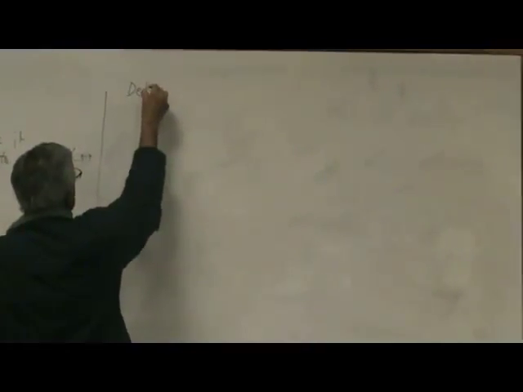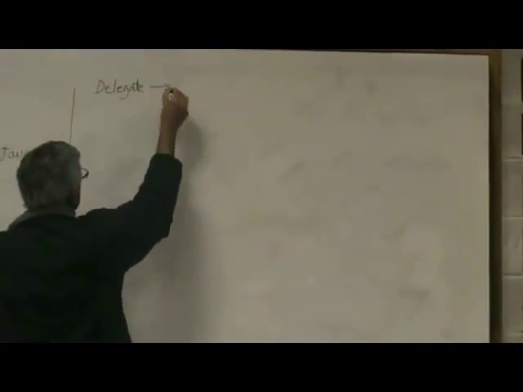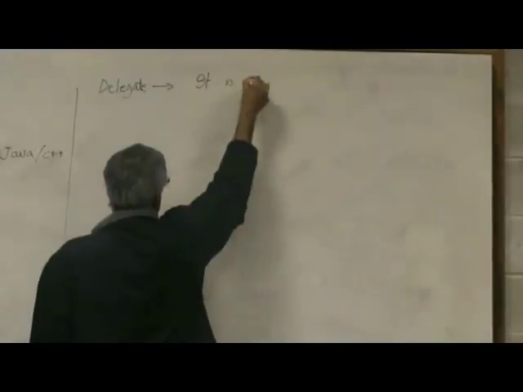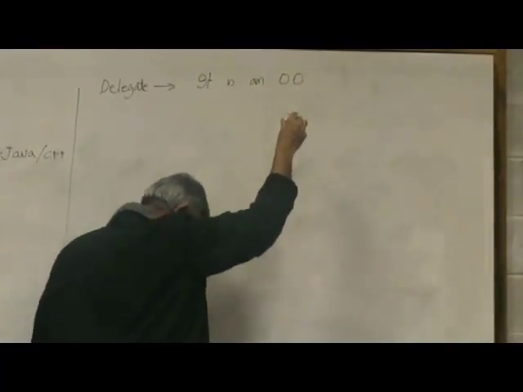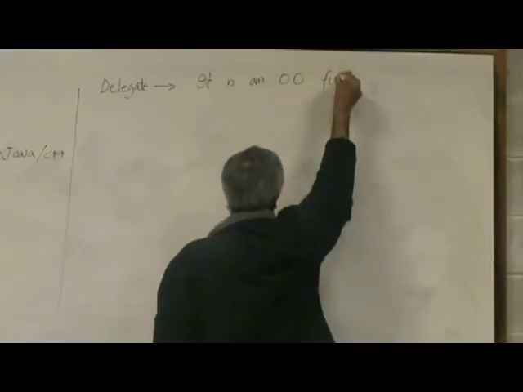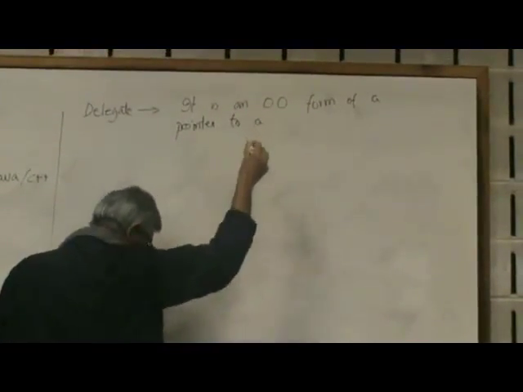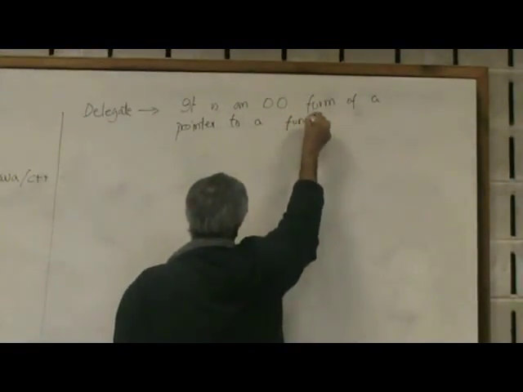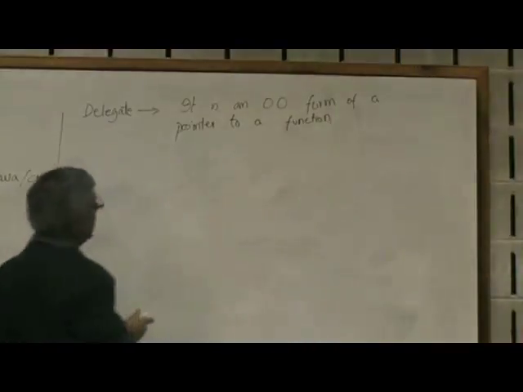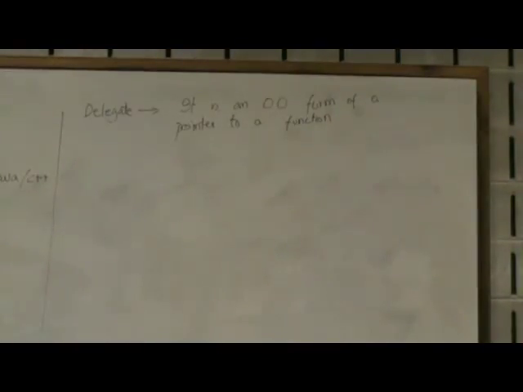So what exactly is a delegate? A delegate is simply an object-oriented form of a pointer to a function. The job of a delegate is simply to point to a function, right? Once we are pointing to a function, we can make a call later on.